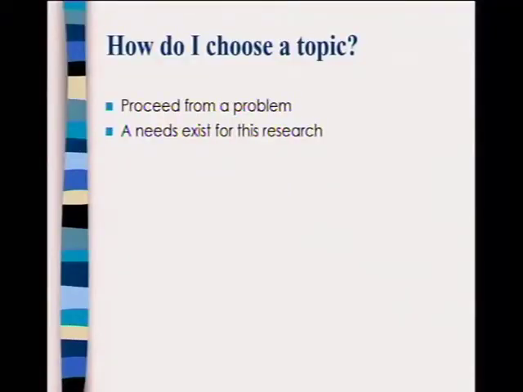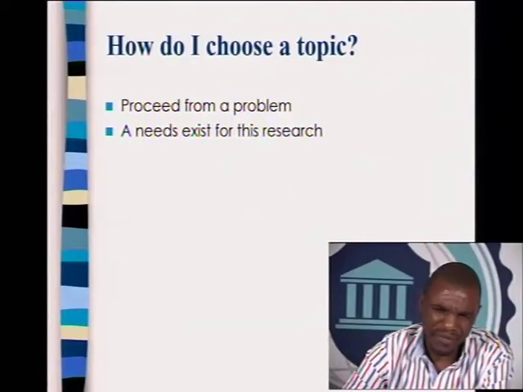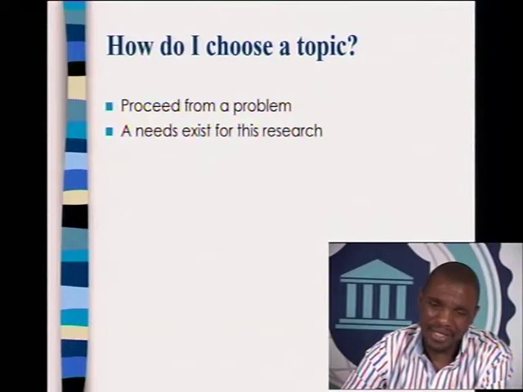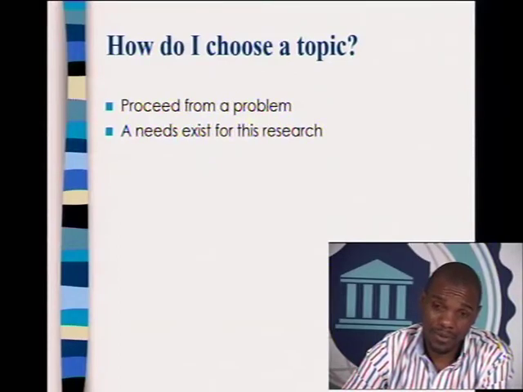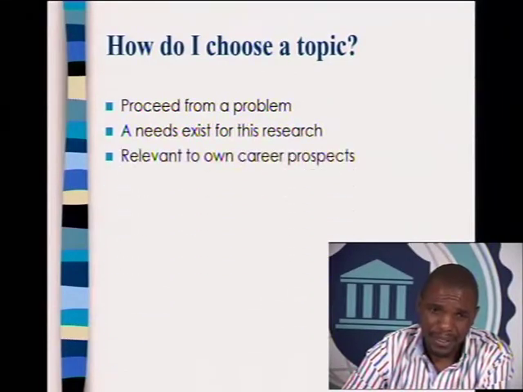And also the question is, how do I choose my topic? You can, for example, proceed from a problem. You can look at a problem, and then out of the problem, you choose a topic. A need exists for research. Most of the time you realize there's a lot coming up from your own observations, because we live among communities, we live within a society. People always have questions, and this is where perhaps your research topic may come from.